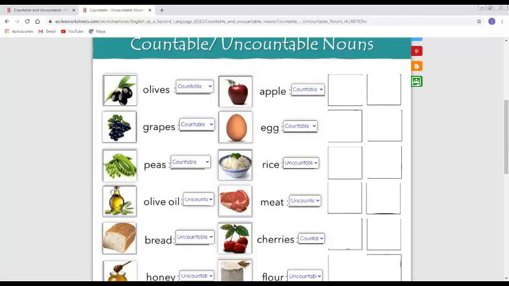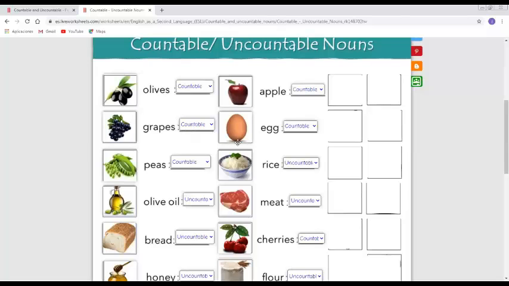Now, what about apple? This is a singular noun. What do you have to use? There is or there are? There is. There is an apple. One more. Grapes, plural. You have to use there are for plural. There are some grapes.